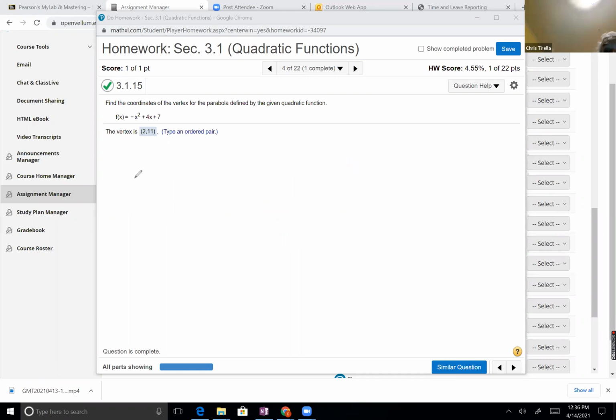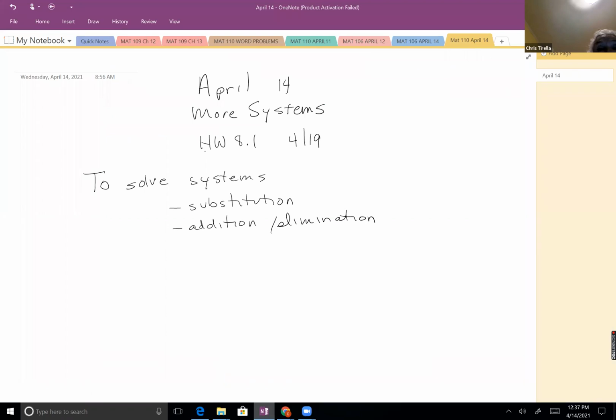Any other questions from anybody else on anything else? I would strongly suggest that you folks start looking at that homework 8.1. So today we're going to look at just a few more examples of solving systems of equations by elimination, by addition. And then we're going to look at application problems.